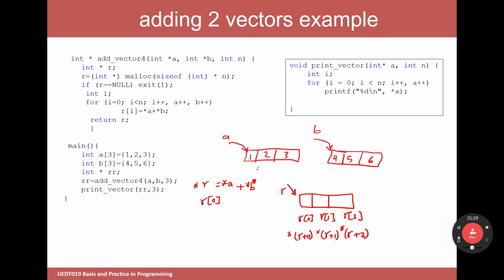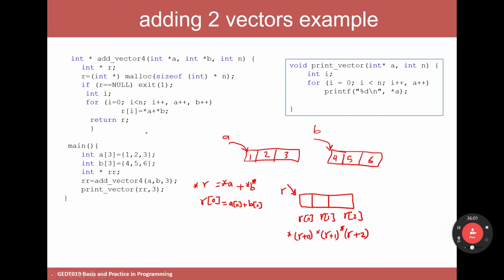So here I'm saying R0 is receiving the value of star A and star B, or it's receiving the value of A0 plus B0. This one and this one are exactly the same, no problem. Or you can mix array notation and pointer notation, no problem.